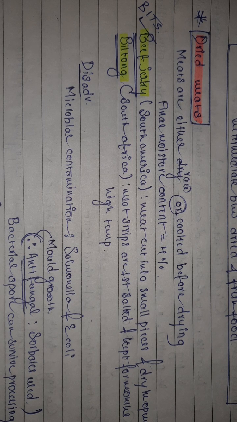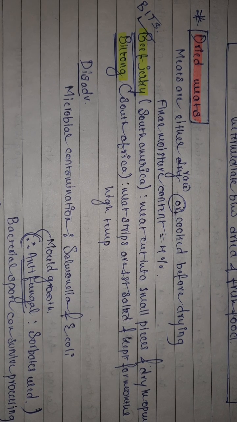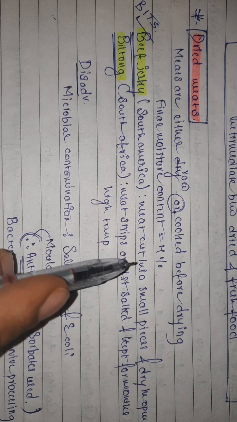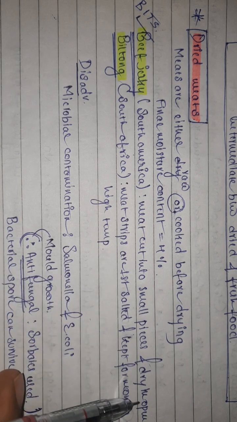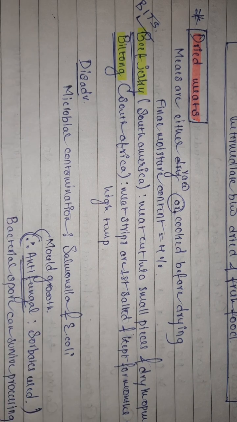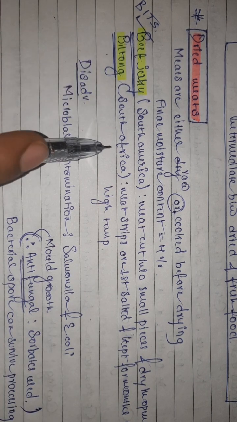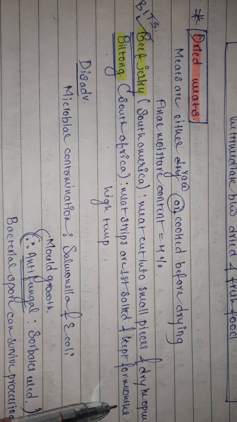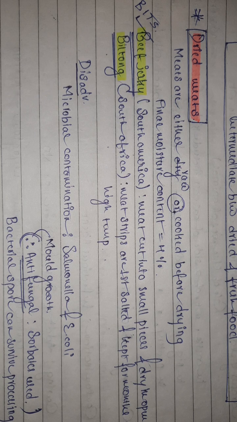There are two very important points, or multiple choice questions, that can be formed from here. The first is beef jerky. Beef jerky is a type of meat product that is formed by drying of meat. It is most popular in South America, where the meat is cut into small pieces and dried in the open air. Whereas there is another such product known as biltong in South Africa, where the meat strips are first salted and then kept for months at a higher temperature. Beef jerky is kept in the open air, whereas biltong is salted and kept at a higher temperature.